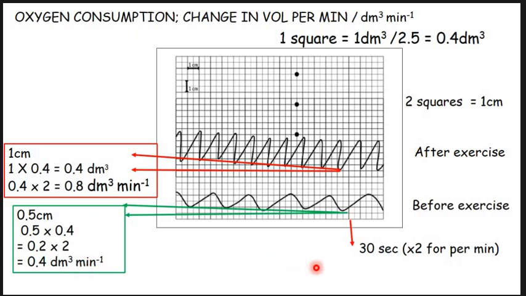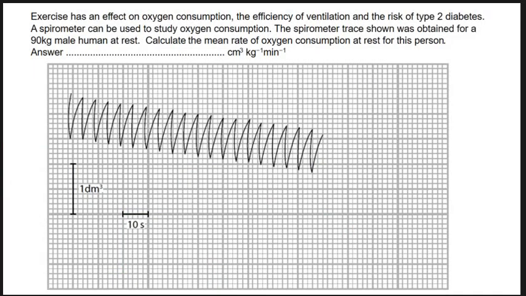Because what I want you to do now is have a go at this exam question. Again, this is on the handouts, so you can use the handout. The question is on exercise and its effect on oxygen consumption, the efficiency of ventilation, and the risk of type 2 diabetes. A spirometer can be used to study oxygen consumption. The spirometer trace shown was obtained for a 90 kilogram male at rest. Calculate the mean rate of oxygen consumption at rest for this person. Now, please look at the units: centimetres cubed per kilogram per minute.